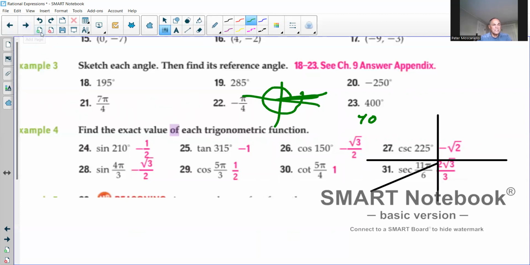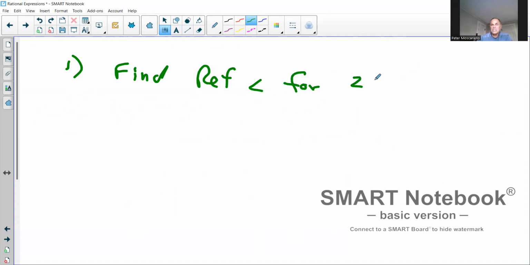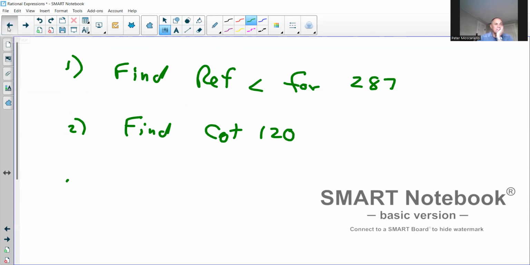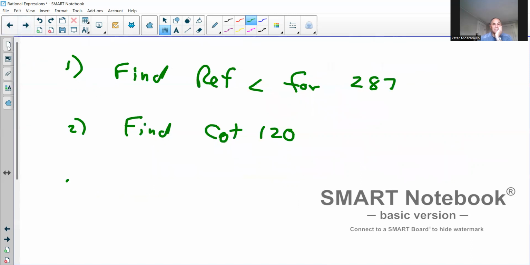How about a couple more to practice? How about this? 3 problems. 1, find reference angle for 287. 2, find exact value for cotangent 120. And that's enough. Yeah, that's enough. Do those.